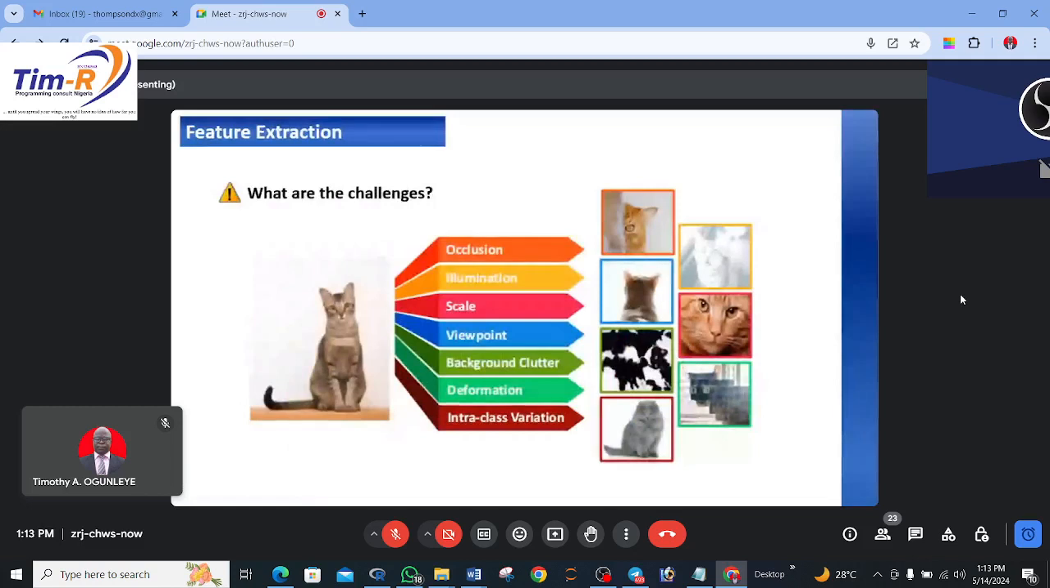Now, there's something that we must know about feature extraction. There are some challenges, and these are things that can affect the model performance while it's doing training and validation. One thing is called occlusion. Occlusion, we have illumination, we have scale, we have viewpoint, we have background clutter, we have deformation, and we have intra-class variation. So now, what is occlusion? This is occlusion. Occlusion means obstruction, something blocking the actual feature that you want to capture in the image. So it's not allowing you to be able to say, okay, this is a cat or not.